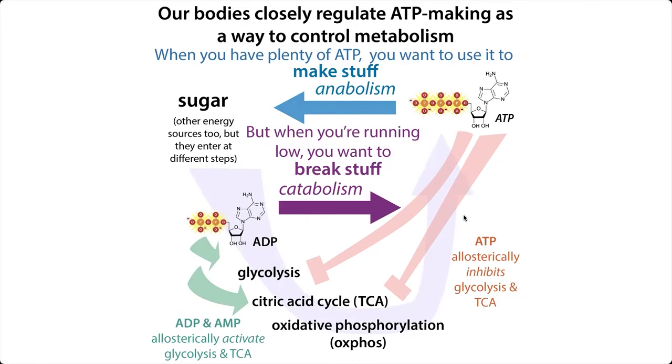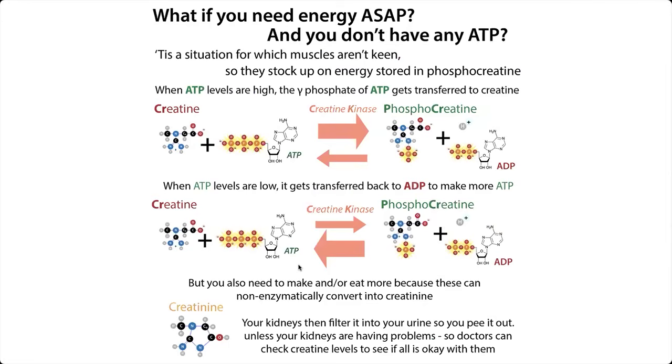Going back to ATP, ADP, and AMP being important for regulating the enzymes involved in metabolic pathways. And often they're going to be regulating those irreversible steps of metabolic pathways. But what if you don't have enough ATP and you need energy ASAP? Well, this is a situation for which your muscles aren't keen. So they stock up on energy stored in phosphocreatine.